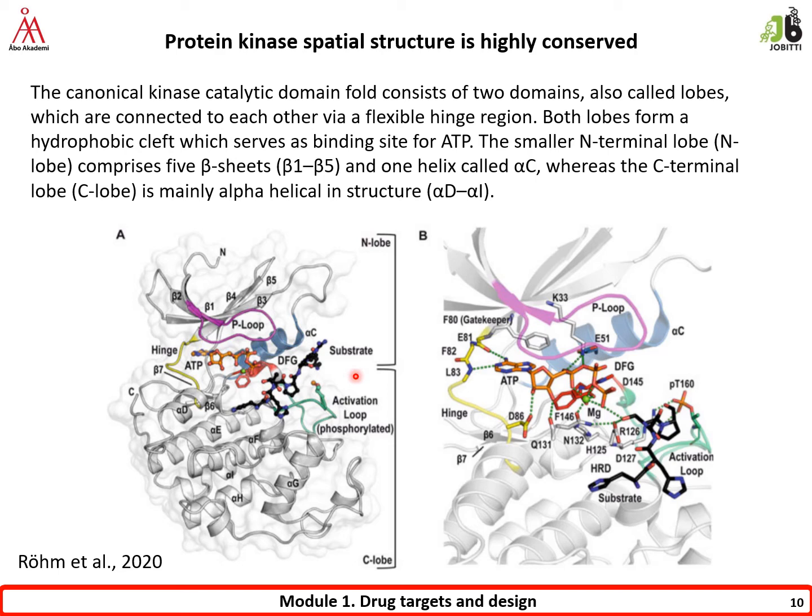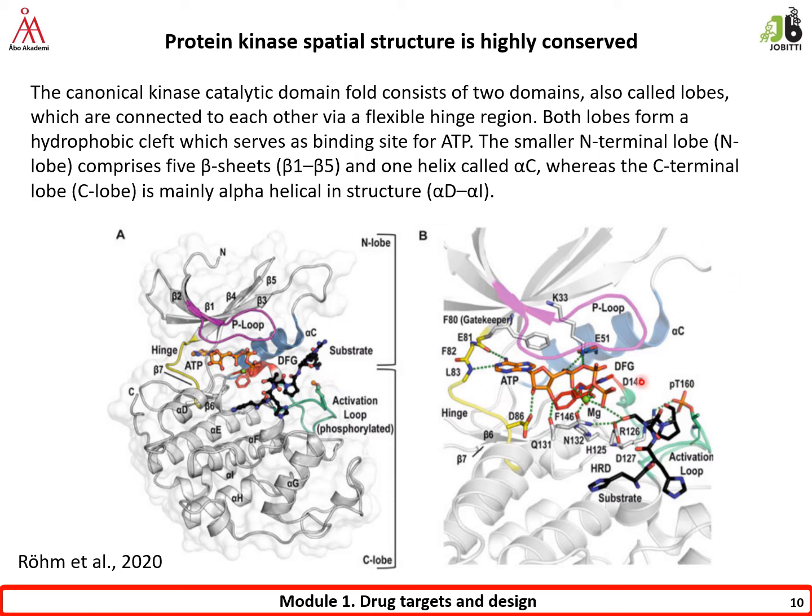The P loop is highlighted in pink, the alpha C helix in blue, the hinge region in yellow, the activation loop in green, ATP in orange, and the peptide substrate in black. The magnesium ion is shown as a green sphere. The N-terminal and C-terminal parts are marked.